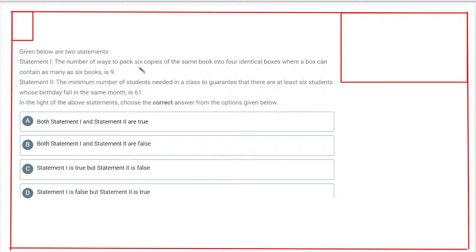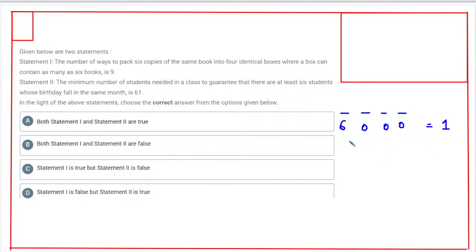Number of ways to pack 6 copies of the same book, like identical books, in identical boxes. Each box can accommodate as many as 6 books. So there are 4 boxes. We have to accommodate 6 books, and they are identical. So this can be the possibility. This can be arranged in only one way because they are identical books.